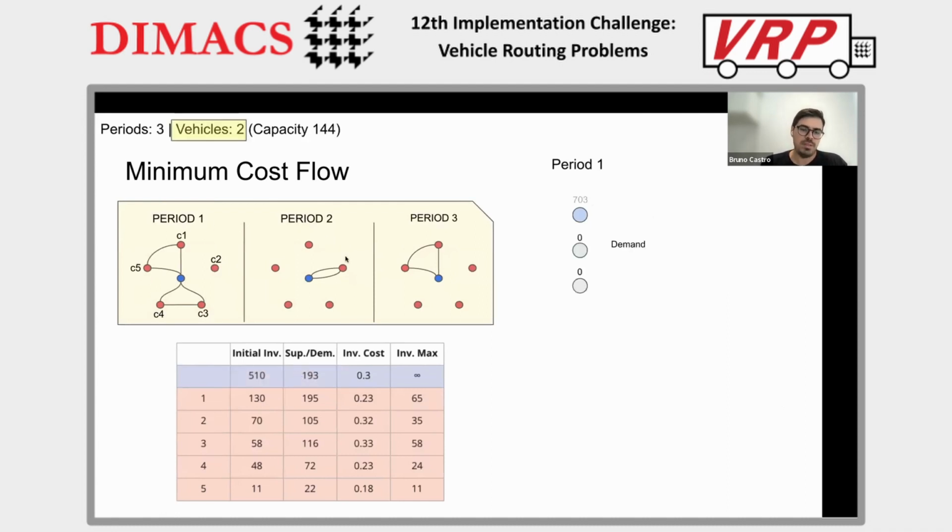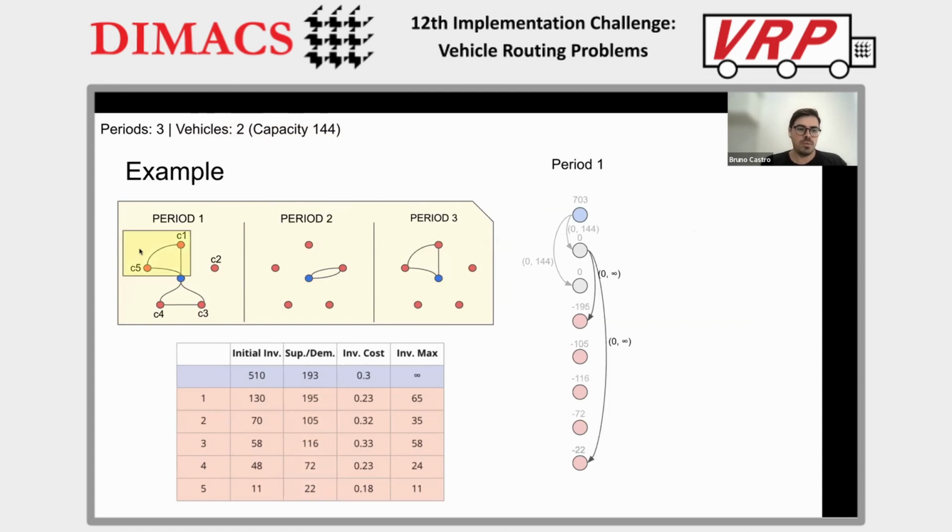Since we have, in this example, 2 vehicles, we have 2 nodes demanding 0. And to model the vehicle capacity, we connect the depot with the vehicles by an arc with cost 0 and with an arc capacity equal to the capacity of the vehicle. Then we have one node for each customer demanding the demand of the period.